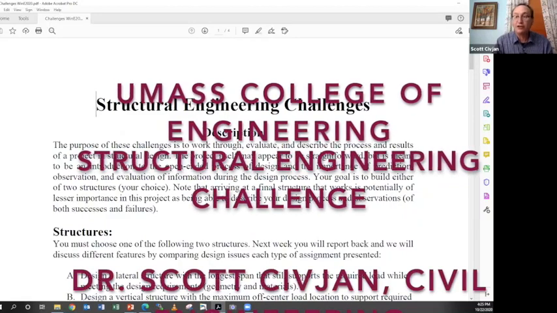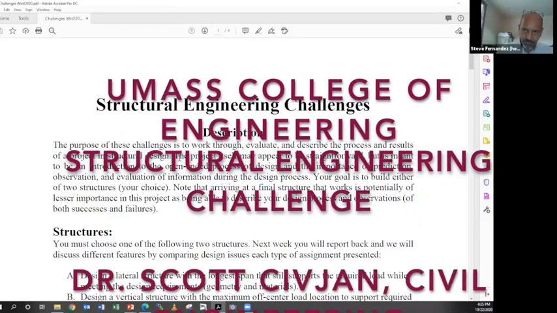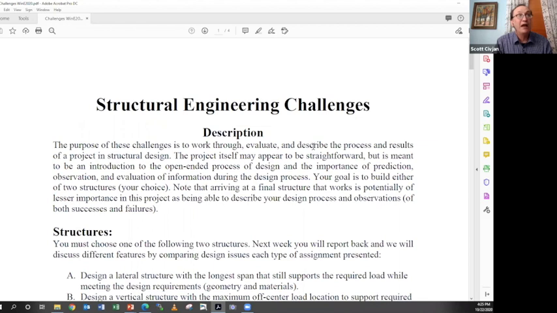The structural engineering challenge for the day is going to be two things, and this is what we will send out to you. I'm going to talk about it briefly. You will have it, and you can do this activity over the next week. Then we will meet again, and you can present some of the ideas that you had and show me some of the things that worked or didn't work.